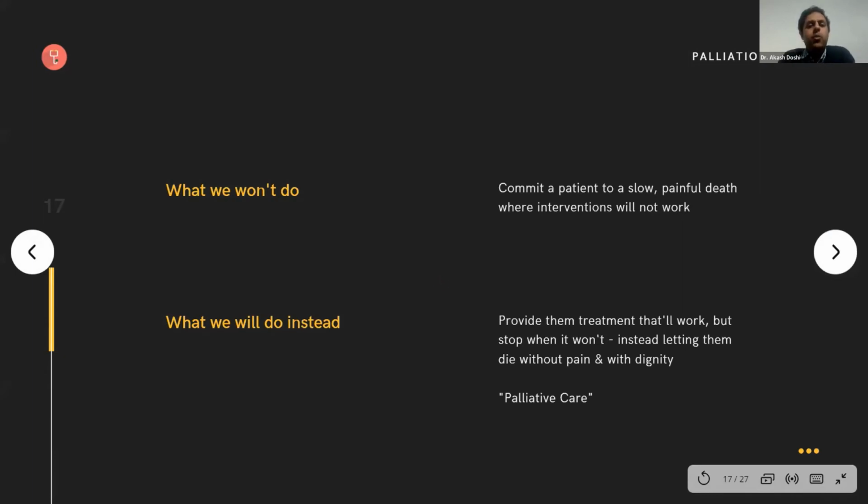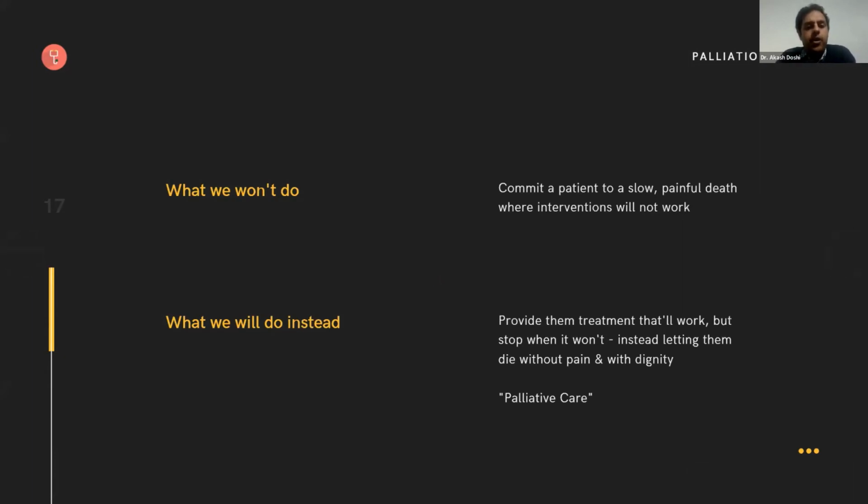And so we need to be very clear with what we're going to offer. What we're not going to do is commit a patient to a slow, painful death where interventions aren't going to work. We will, though, do every single thing up until that point to make sure that they don't get to a situation where they need HDU or ITU if it's not appropriate. So putting a DNACPR or putting treatment escalation ceilings doesn't mean we're not going to treat. It just means we're only going to do treatments which are useful and helpful.